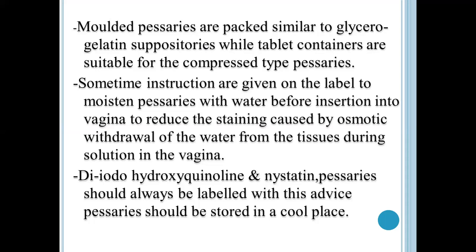So before the insertion of these pessaries into the vaginal cavity, they get moistened with water. This instruction is to be given on the label of pessaries or vaginal suppositories. Moisten means wet with water, to reduce the staining caused by osmotic withdrawal of water. Staining means spot formation or dark circles may occur. So that's why they are moistened with water before insertion.